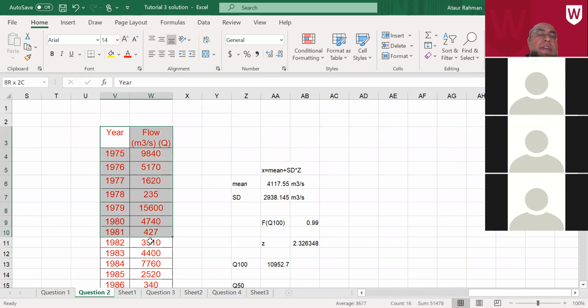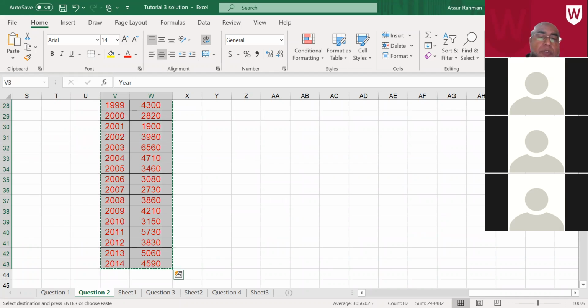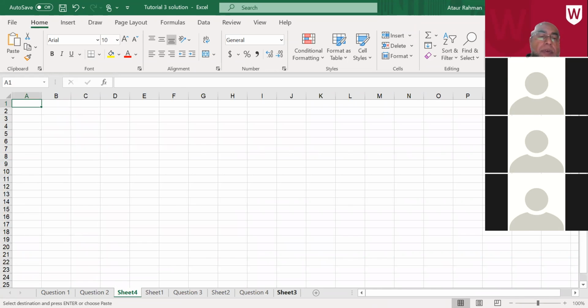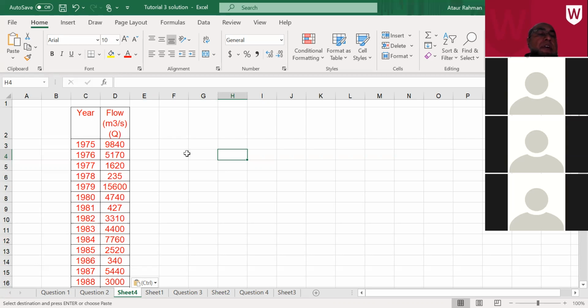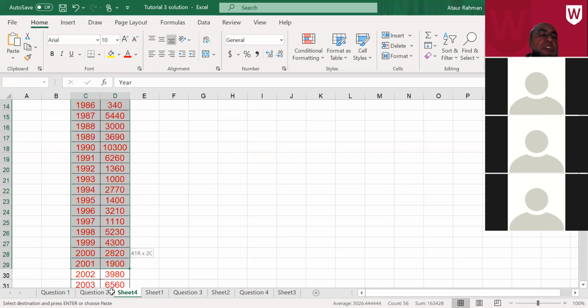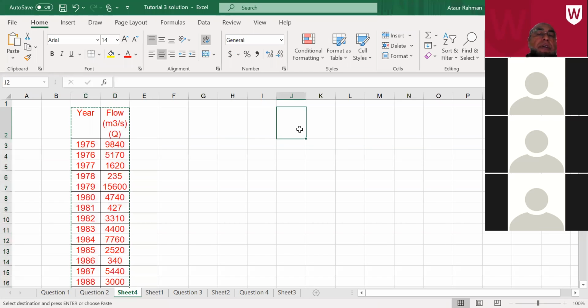So this is the data given. I am going to create another new sheet, sheet 4, and I'm copying this data here. In Coulom's plotting position formula, what we do is we sort the data. These are the original data. This is a non-parametric method.